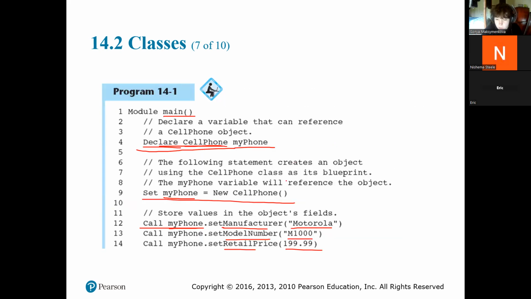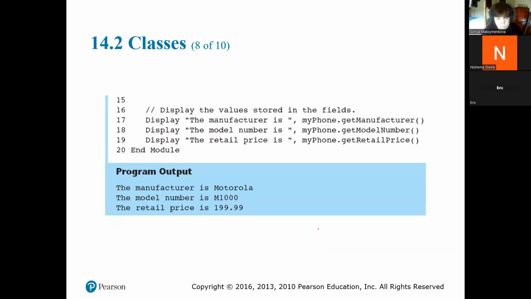However, with objects, we do it a little bit differently. We don't access the variable directly. We set it through a method, through our setter. So this is how you would do it. You would put the name of your object, a period, then the method that you want to use, and then the value that you want your variable to have. In this case, it's Motorola.